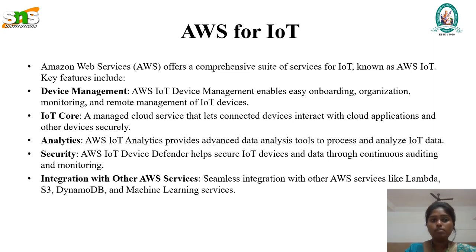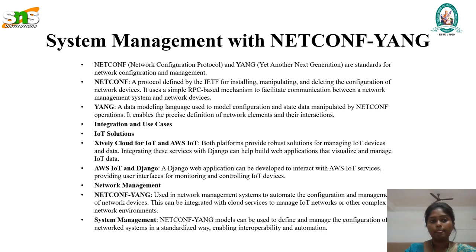AWS for IoT. AWS is Amazon Web Services. It offers a comprehensive set of services for IoT, also known as AWS IoT: device management, IoT Core and analytics, security, and integration with other AWS services. System management and configuration. We can use YARN, AWS IoT, and the Django network.